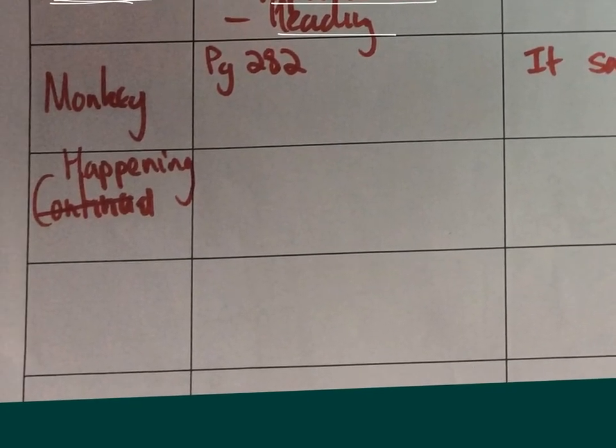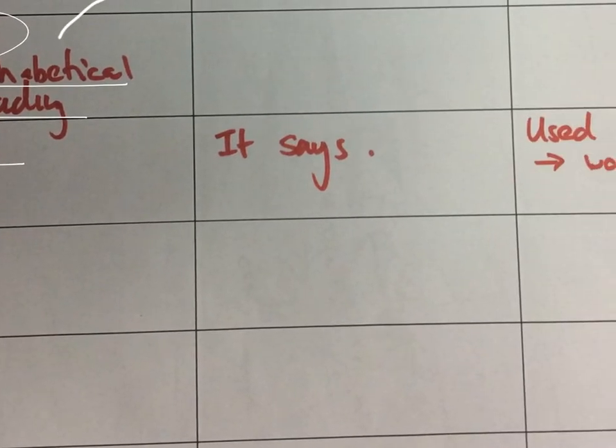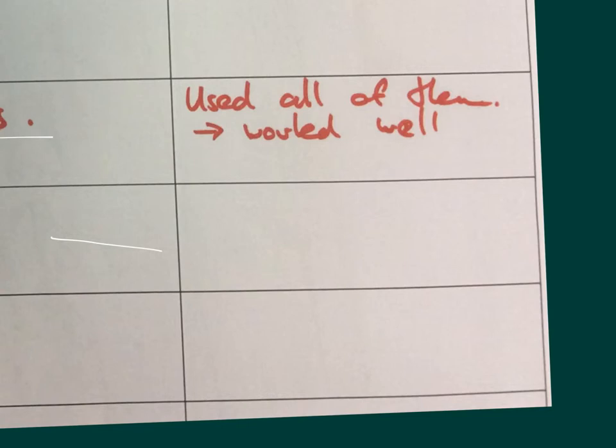Then we did another example. We did monkey. It was on page 282. And then because it says so in the text, absolutely. And the last piece, we felt that we used them all well and it worked well. So those are the progressions that we need to be looking at when we do this particular thing.